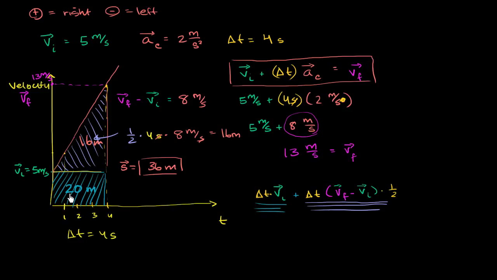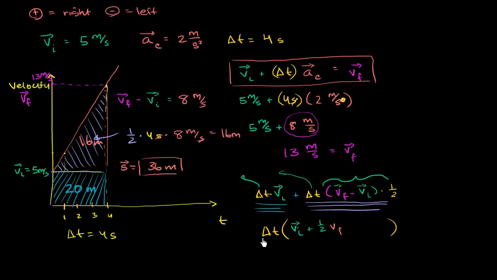And let's simplify this a little bit. Let's factor out a delta t. So if you factor out a delta t, you get delta t times a bunch of stuff: v sub i, your initial velocity, plus this thing right over here. And we can distribute the 1/2. We factored the delta t out, so let's multiply the 1/2 times each of these things. So it's going to be plus 1/2 times vf, our final velocity.